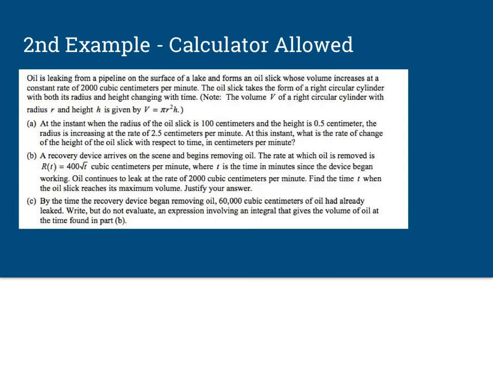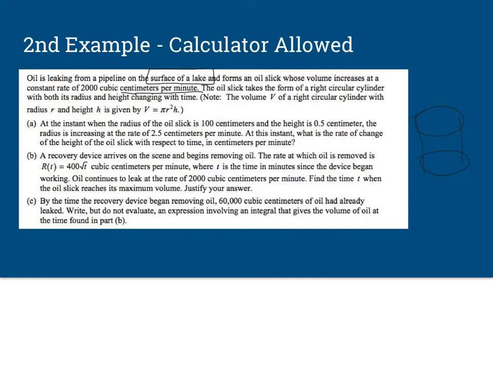Okay, our last example, and our last FRQ completely for this review. This one is allowed for a calculator, so we've got oil leaking from a pipeline. We've got a surface of a lake, and it forms an oil slick whose volume increases at a constant rate. Do you see how it's centimeters per minute? So that's a rate. The oil slick takes the form of a right circular cylinder. We know cylinders, right? It looks something like this.